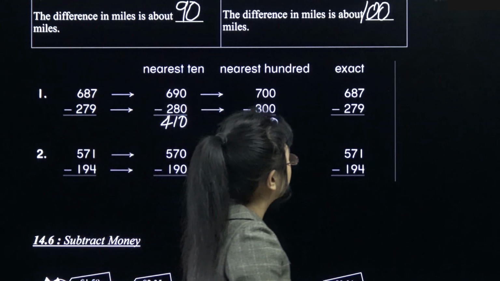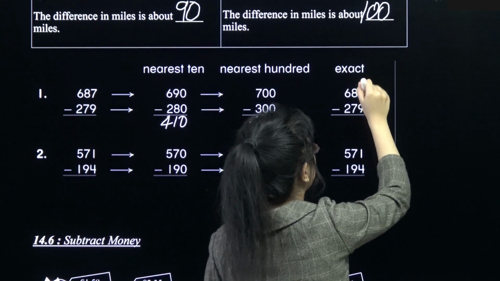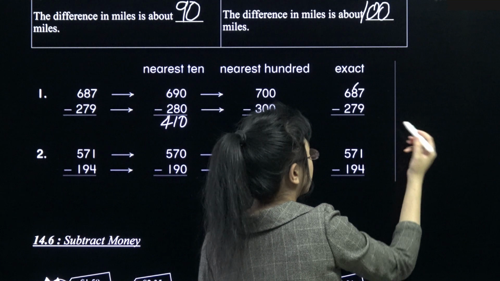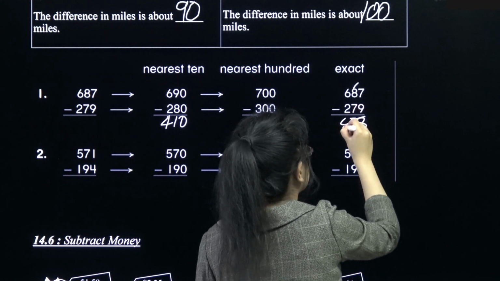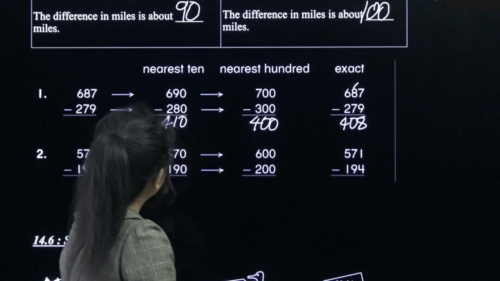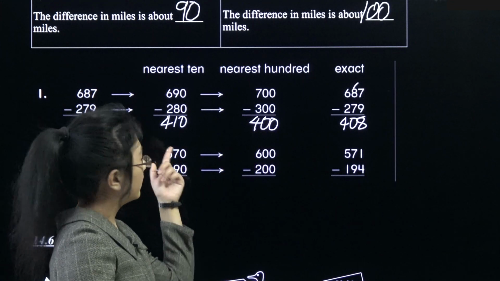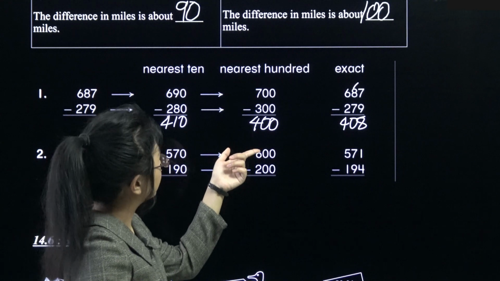Now, what's the exact value, you may be asking? 7 minus 9, we regroup. 17 minus 9 is 8. 7 minus 7 is 0. It's 408, which is closer to when we round to the nearest 10 than when we round to the nearest 100.